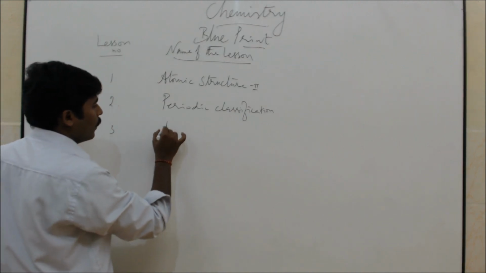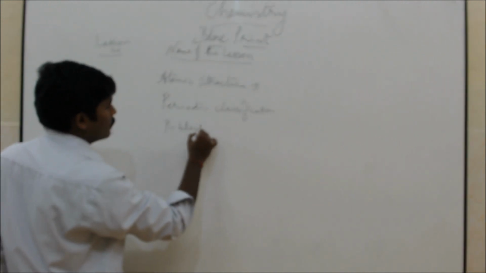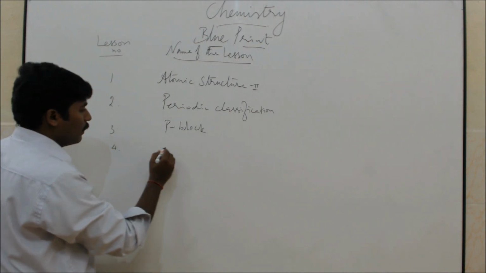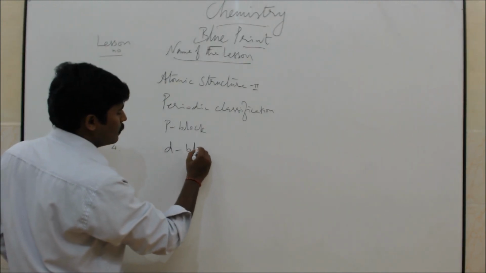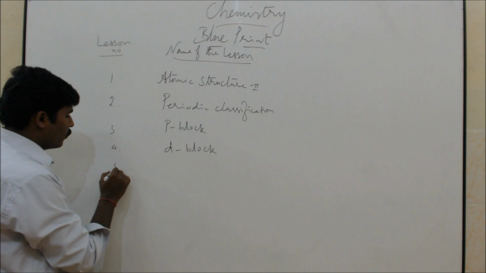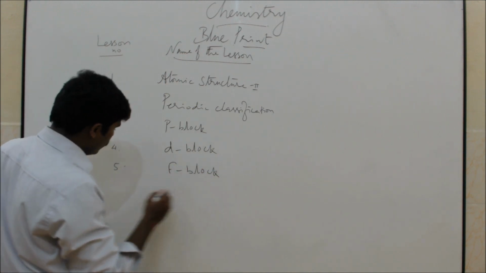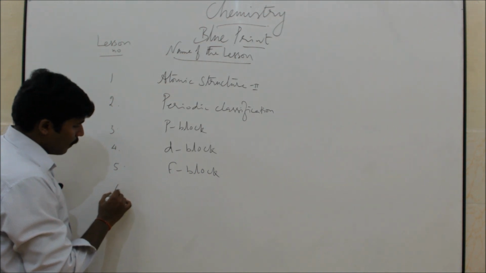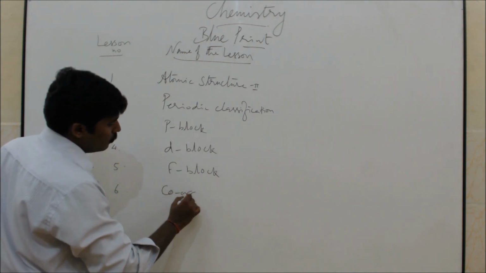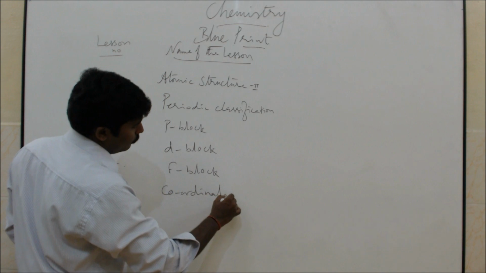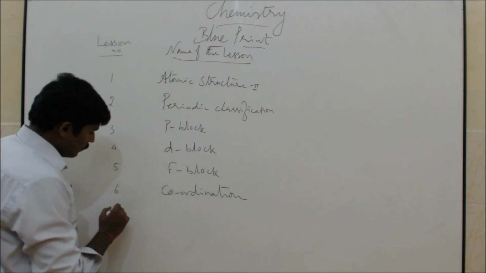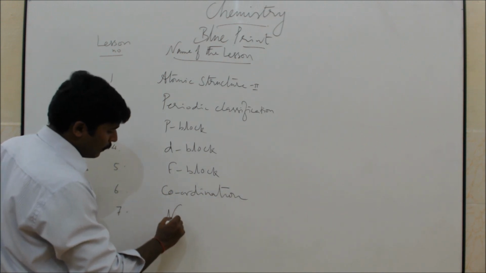Third, P block elements. Fourth one, D block elements. Fifth one, F block elements. Sixth one, coordination compounds. Seventh one, nuclear chemistry.